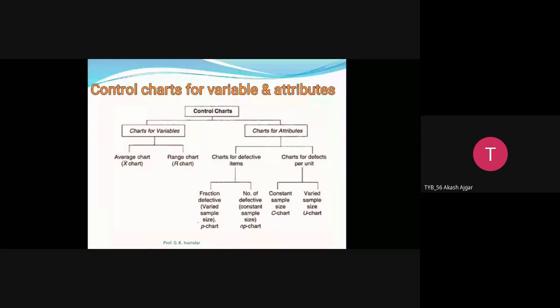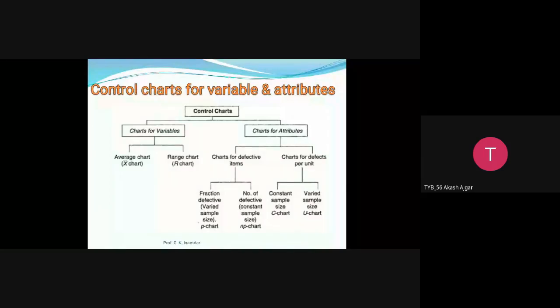Remember, the defective items are again divided into two types, called the P chart and NP chart. The P chart means fraction defective, with a varied sample size, that means samples will be of different sizes, and in that we can use the P chart to calculate the defectives. And number of defective, that is a constant sample size, so we are taking a constant sample size. That is called the NP chart. And defects per unit is again divided into two types, a constant sample size, that is the C chart, and a varied sample size, that is the U chart. So we have seen till now 6 subtypes of these variable and attribute charts.